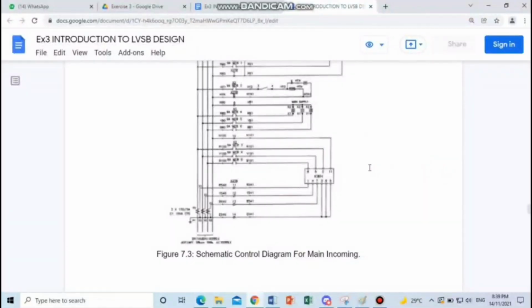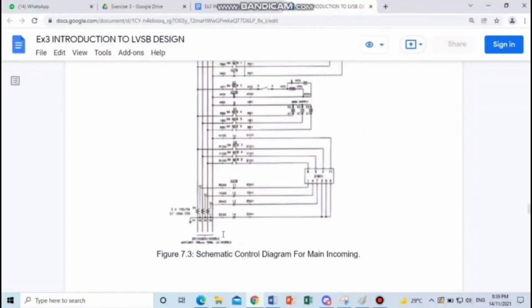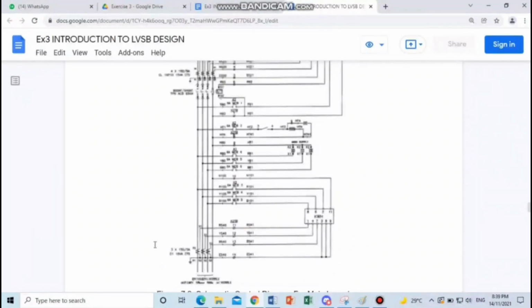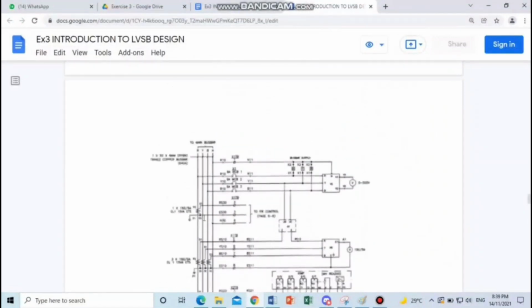Assalamualaikum. My name is Muhamad Haiqal Najmi, and I will proceed with the figure 7.3 schematic control diagram for main incoming. First of all, we need to know the incoming supply and the outgoing. The incoming supply is from the TMB at the bottom of the schematic, and the outgoing is this bus bar at the top of the schematic.